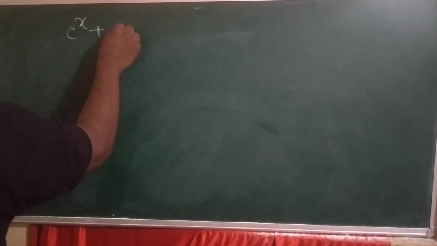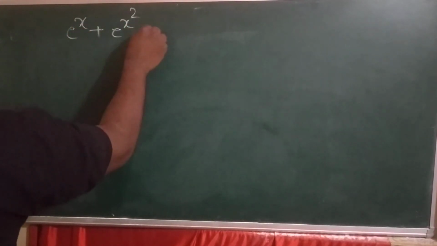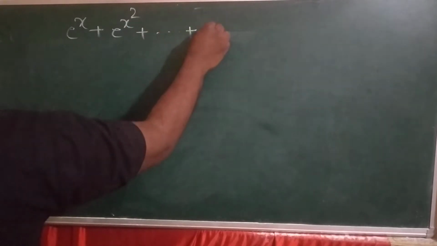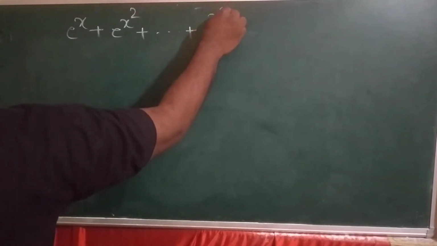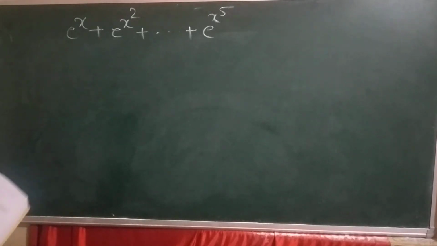Question number 6. The function is e to the power x plus e to the power x square plus up to e to the power x to the power 5.